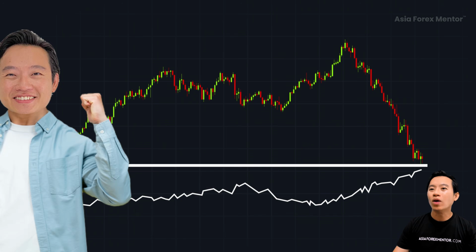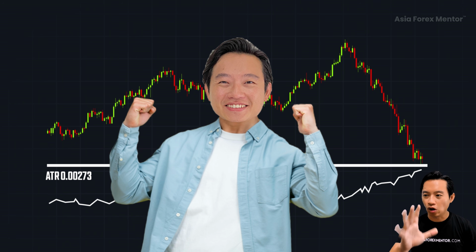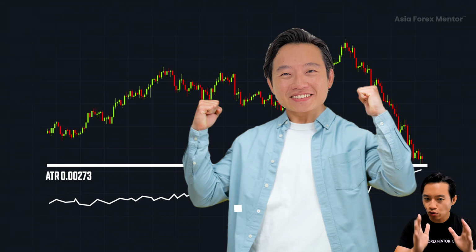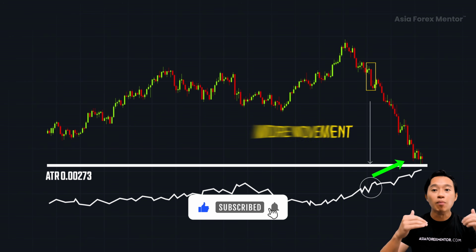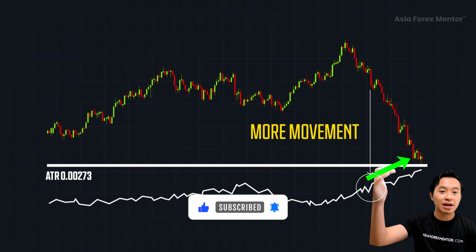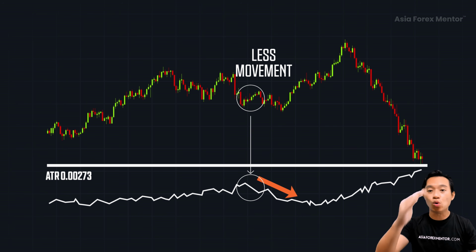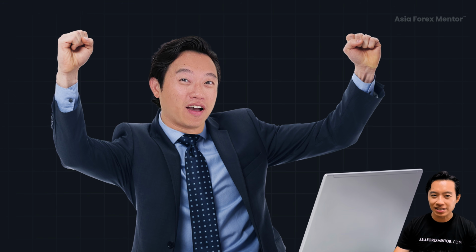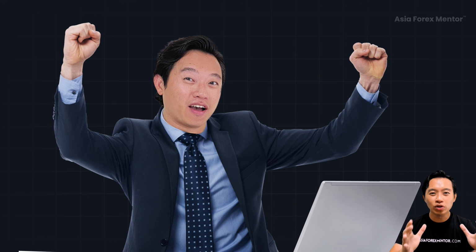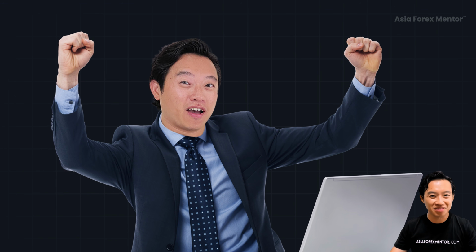All right. So now, once you understand this, you basically got the ATR figured out. It just tells you how much the market moves. Nothing more, nothing less. The more movement there is in the market, the ATR goes up. The less movement there is in the market, the ATR goes down. That's it. So now that you know how the ATR works, we can now put the ATR to good use the pro way.